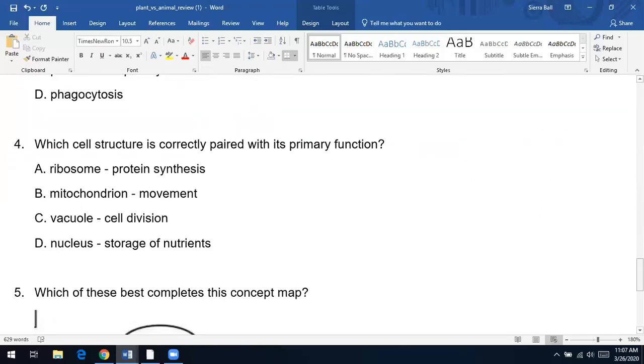Number four, which cell structure is correctly paired with its primary function? The ribosome? A. Why is it A? Because protein synthesis is the process that ribosome is in, I think. Yep. That's where protein synthesis happens, on the ribosome. What happens to the mitochondria? What process happens on the mitochondria? Cellular respiration. Mm-hmm. What's stored inside of the vacuole? Water. Mm-hmm. And what's inside of the nucleus? DNA. DNA. Thanks. All right, let's move to number five.